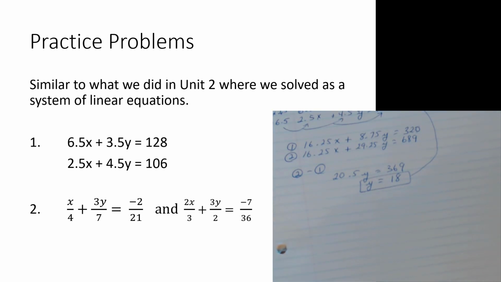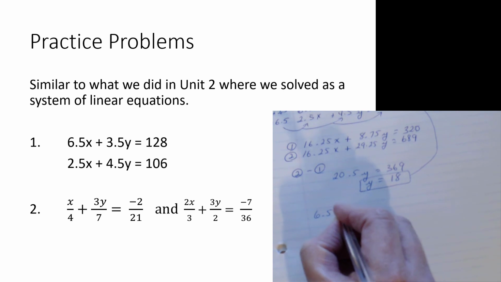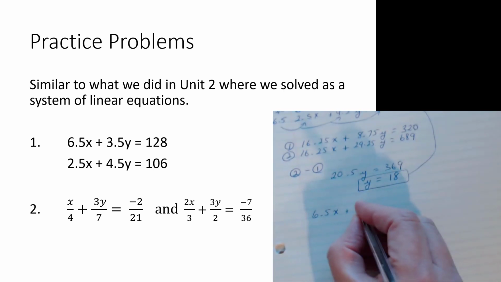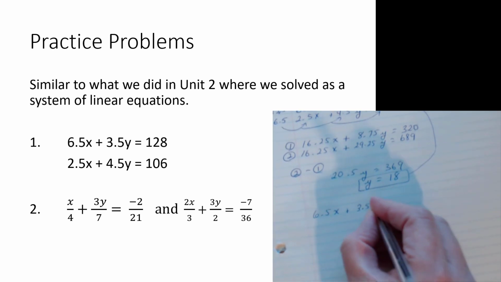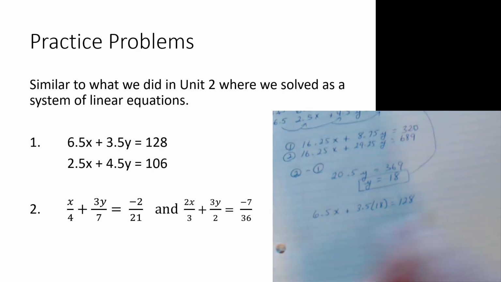Just for simplicity, I'm just going to pick the first one. Nothing magical about the first one. If it looked like one was a lot easier to use than the other, I would use it. But these look like they're equally messy, so I'm just going to pick the first one. 18, and that equals 128.